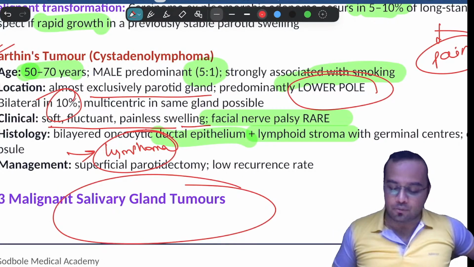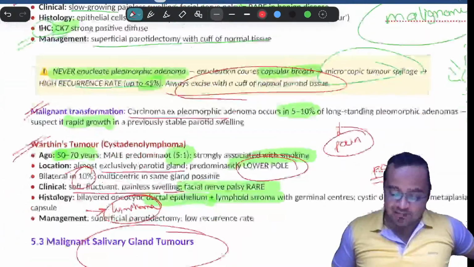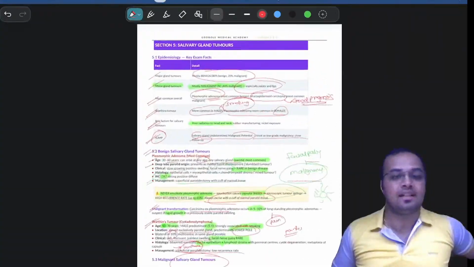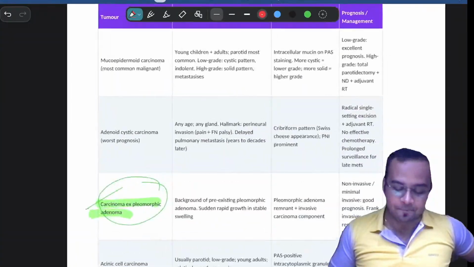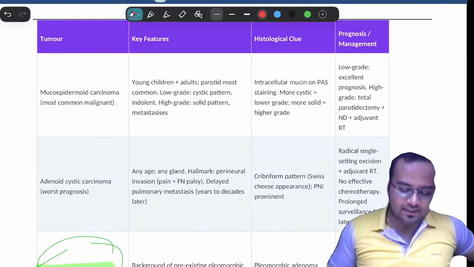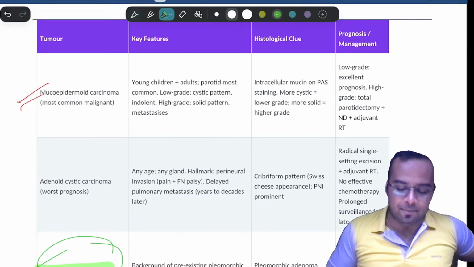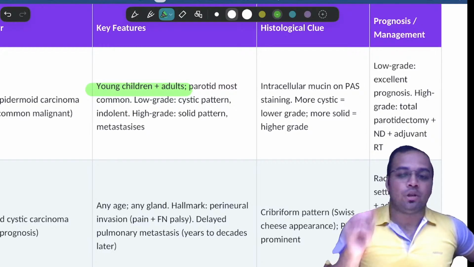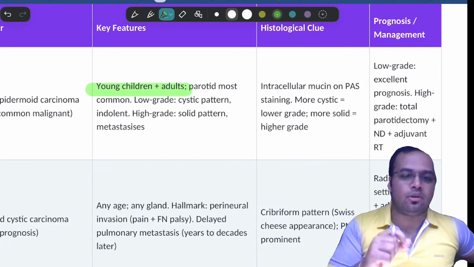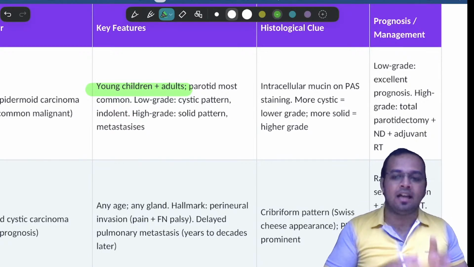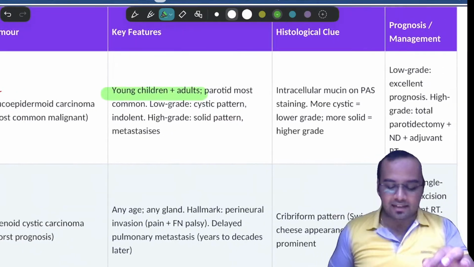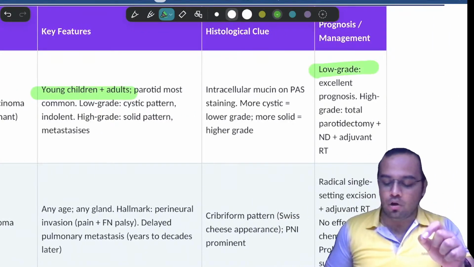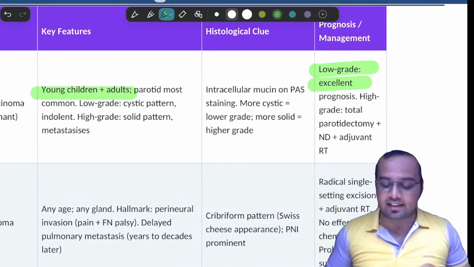Malignant salivary gland tumors. So always remember, what is the management here also? Superficial parotidectomy, and it has a low recurrence rate because pseudopodia are not there. So what are the malignancies? This is a mucoepidermoid malignancy, typically seen in young age and adults. So nature is very caring. In children, the things it gives are curable and less malignant. So always remember that despite being a malignancy, it is a low grade type of malignancy, and it has excellent prognosis.